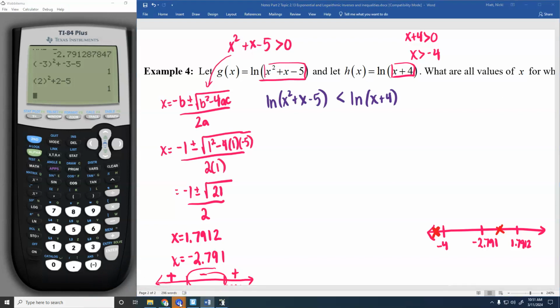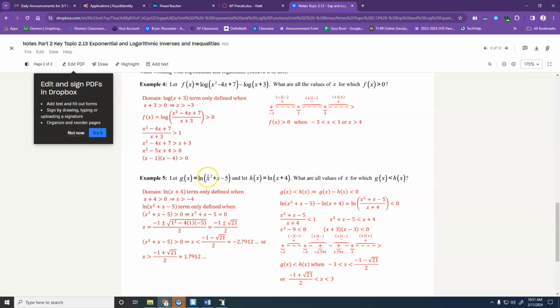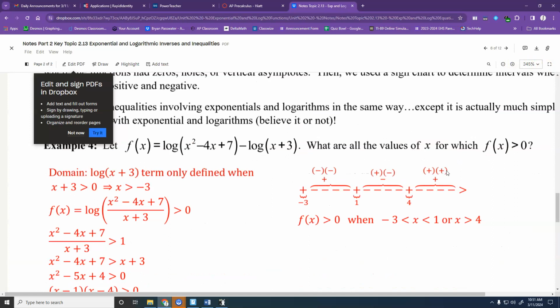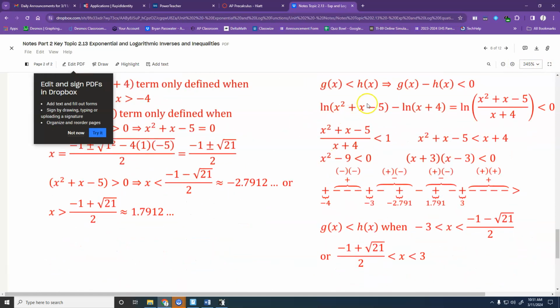Let me look over. He does not drop the logarithms. However, if we look real quick at what he has done here, he moved everything to one side. He made it division. He did e to the power on both sides.